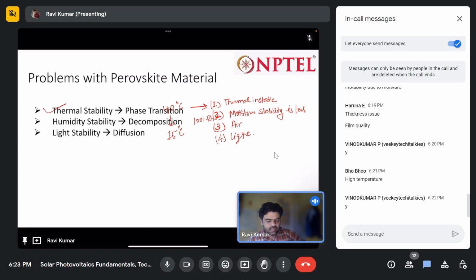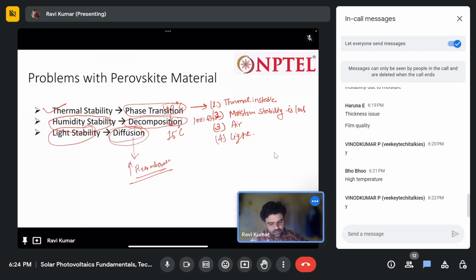Thermal stability leads to phase transition. Humidity stability leads to decomposition of the material. And then the light stability leads to diffusion. Diffusion means loss of charge carriers, high recombinations we can see. If recombination is high, then charge carriers collection will be low and efficiency will drop. So these are some problems with the perovskite material.